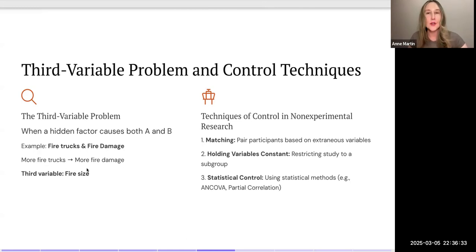So if you think back to the visuals that we've looked at to look at correlation, you can imagine the relationship between these variables, but actually there's the third variable underneath that's actually controlling both of those. And so again, some of those controls that I talked about on the last slide, it's important to control for potentially confounding variables, especially since you're not able to manipulate and you're not able to randomly assign participants to a group because of that lack of manipulation.